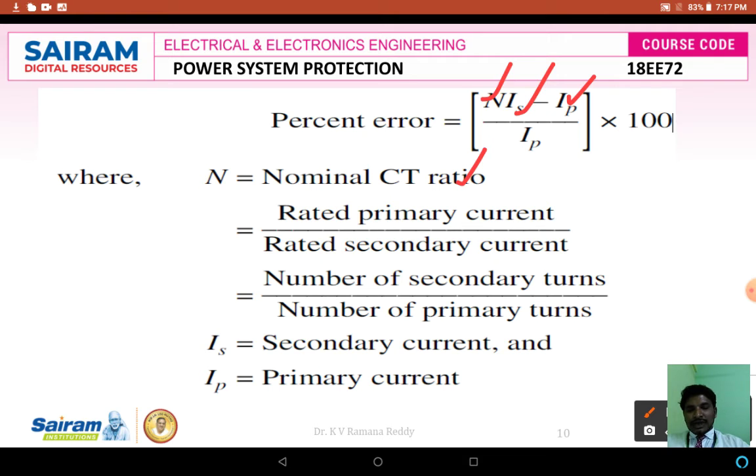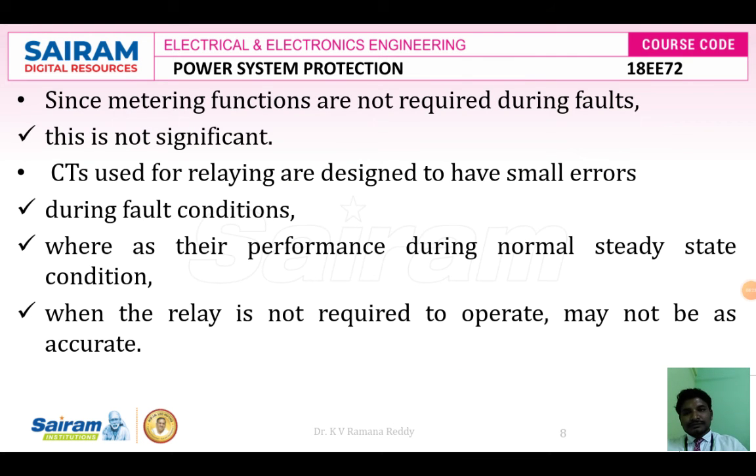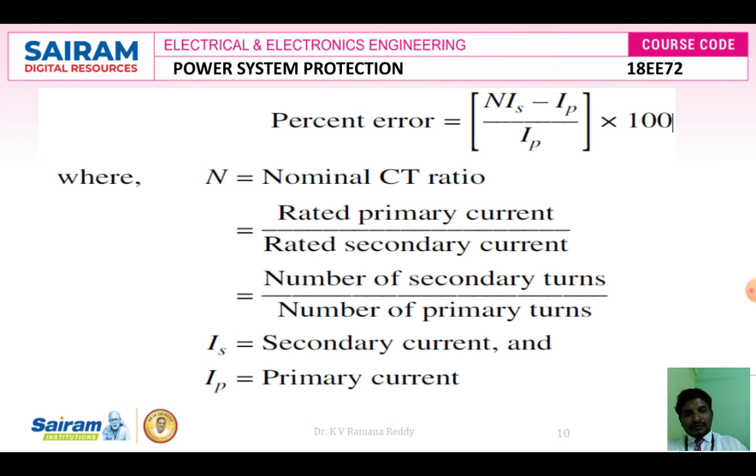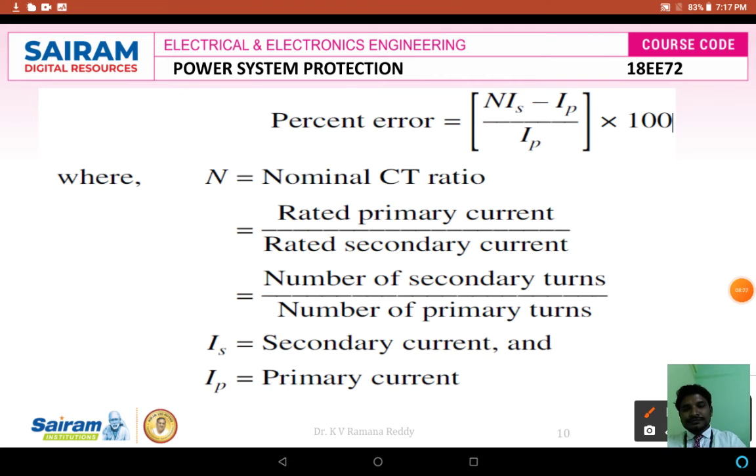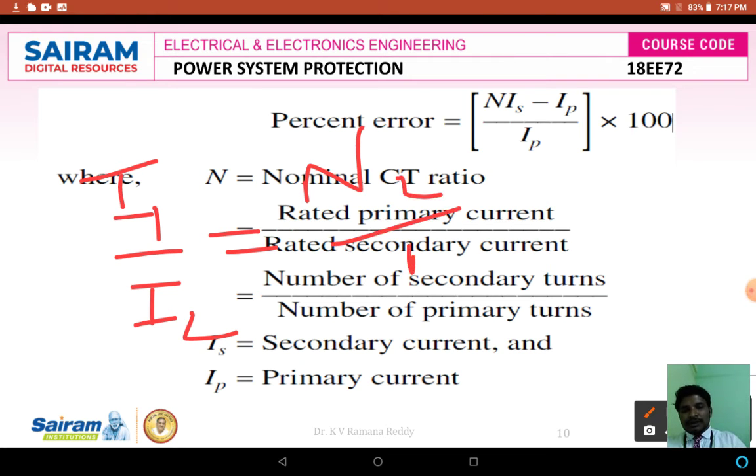What is the nominal current transformer ratio? The nominal current transformer ratio is denoted by capital N, where N equals the rated primary current divided by the rated secondary current, which equals the number of secondary turns divided by the number of primary turns. Mathematically we can write I1 divided by I2 is equal to N2 divided by N1.